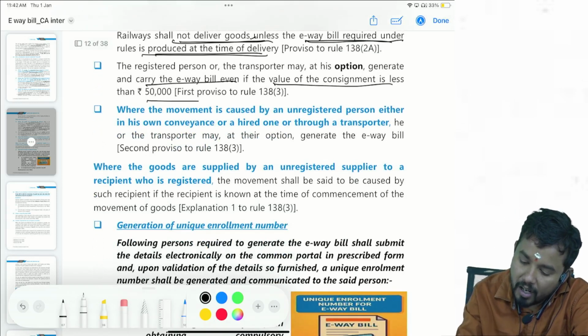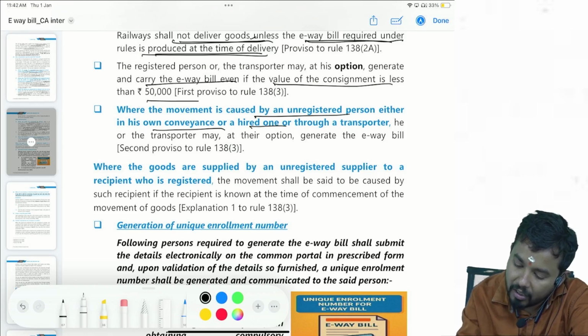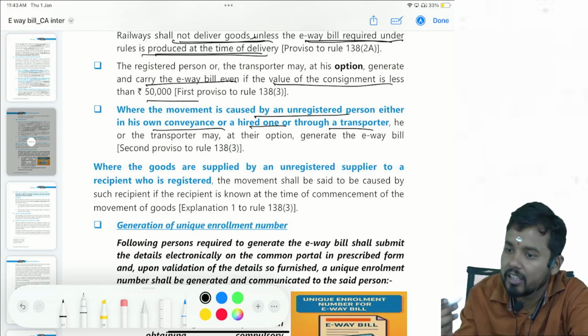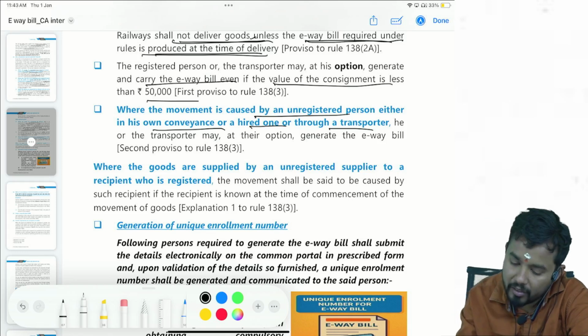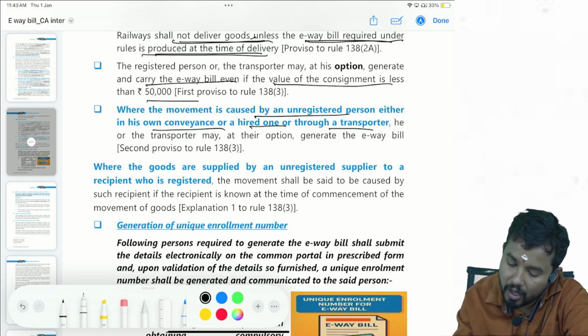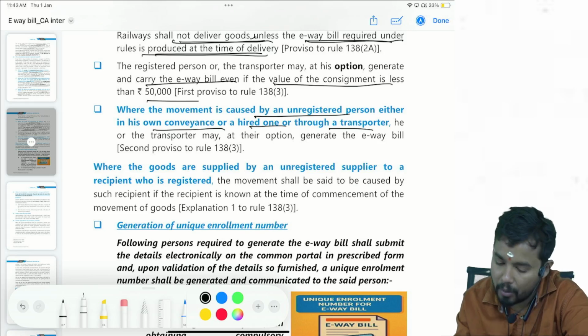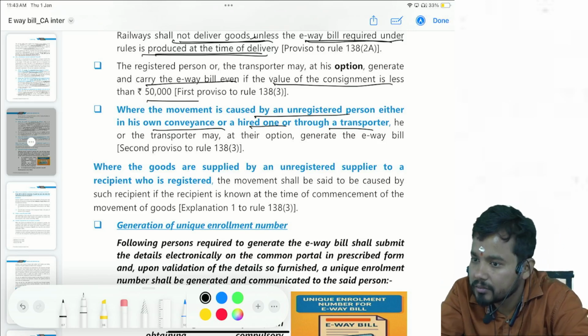Where the movement is caused by an unregistered person, either in his own conveyance or hired one or through a transporter, he or the transporter may at their option generate the e-way bill. So what I have said, where the movement is caused by an unregistered person, either in his own conveyance or hired one or through a transporter, he or the transporter may at his option generate the e-way bill. Okay.